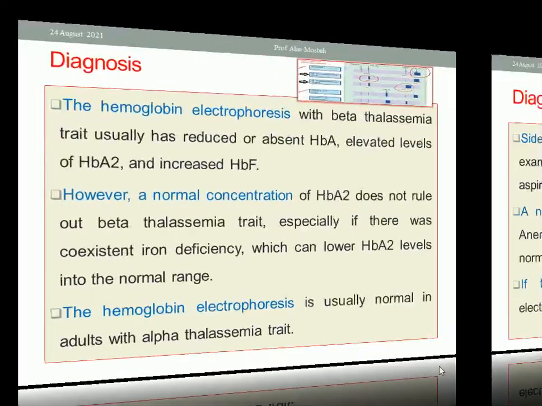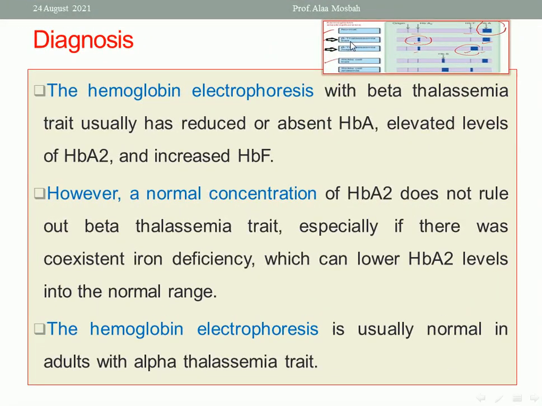diagnose this condition. And in this picture, you can see the hemoglobin electrophoresis with beta thalassemia trait. It usually has reduced or absent hemoglobin A, elevated levels of hemoglobin A2, and increased hemoglobin F. However, a normal concentration of hemoglobin A2 doesn't rule out beta thalassemia trait, especially if there is coexistent iron deficiency, which can lower hemoglobin A2 levels into the normal range. The hemoglobin electrophoresis is usually normal in adults with alpha thalassemia trait.